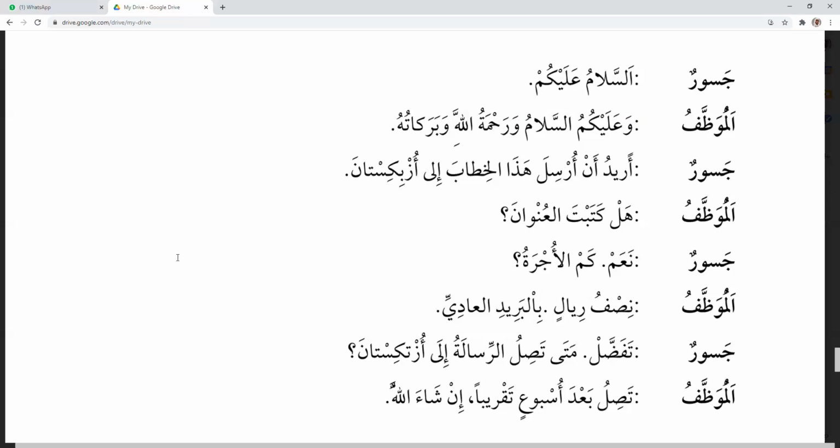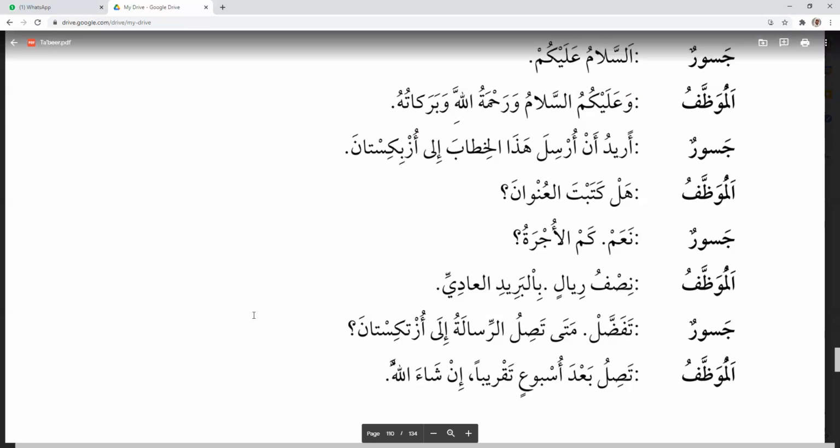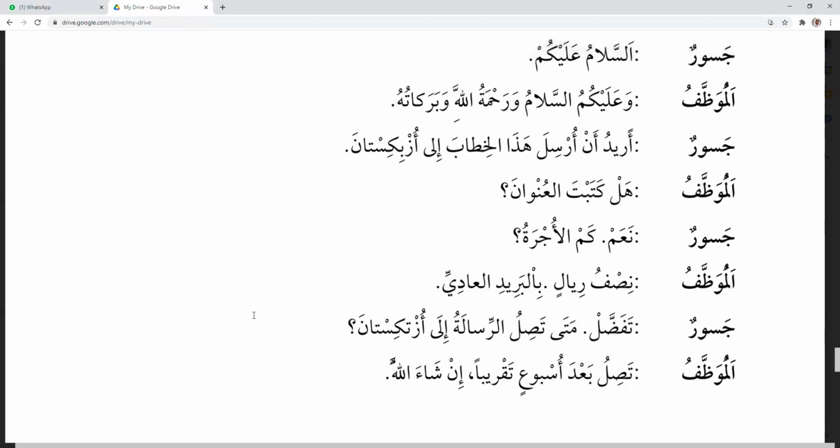تقريبا means approximately. Approximately, God willing. If Allah wills. Okay. Yeah. Question. Why have they used تصل? Because we said that ta refers to you, but it's not here. It's not you. It's referring to a letter. Because risala is feminine. مبارك. تصل بعد أسبوع. You would reach after. Any question on that?